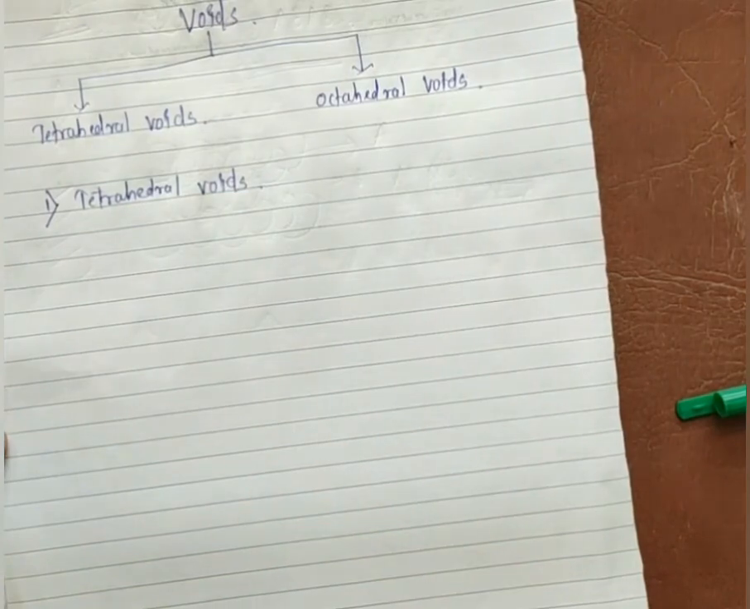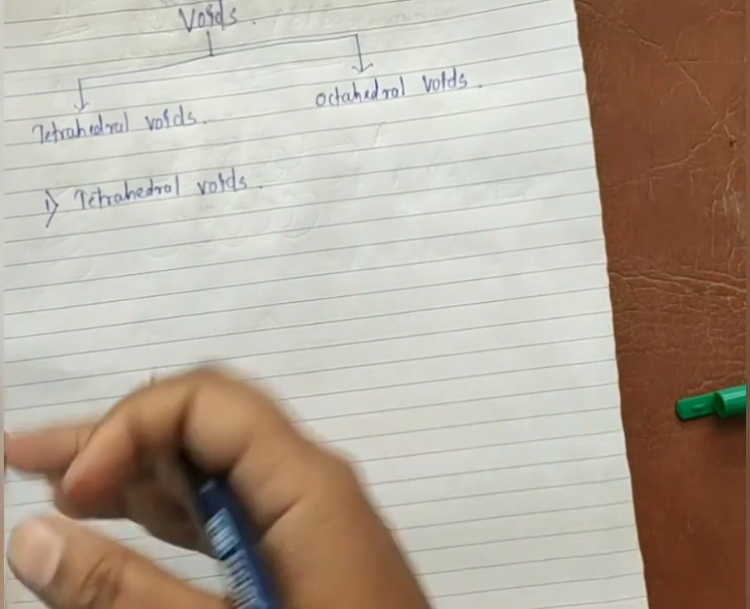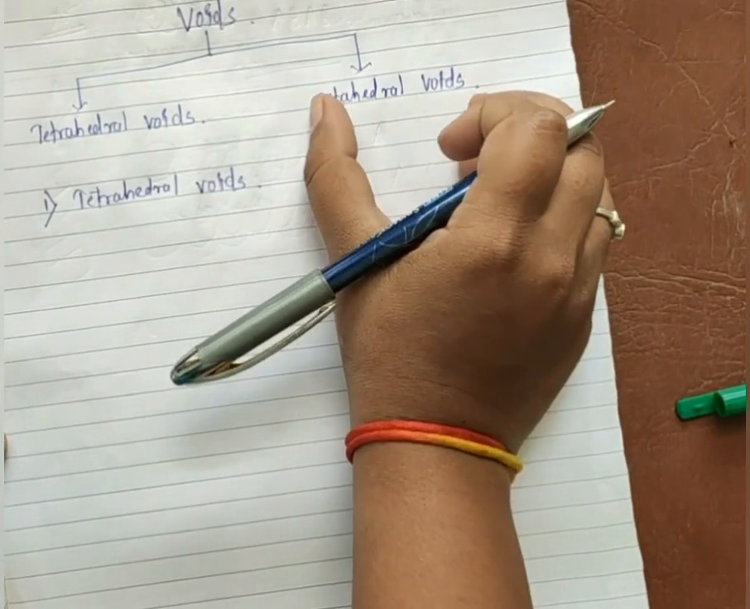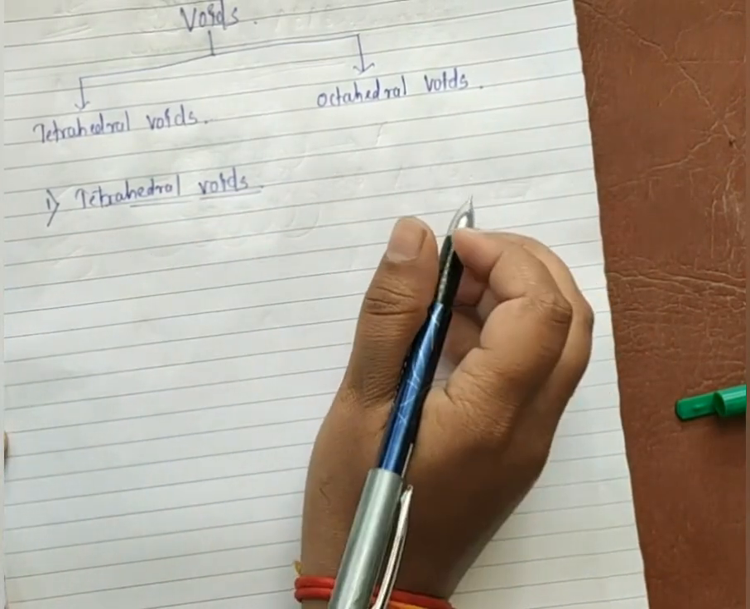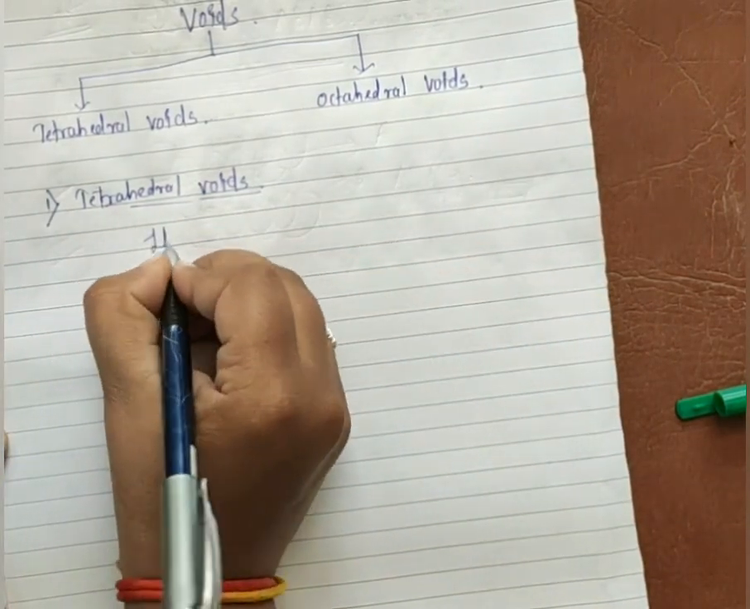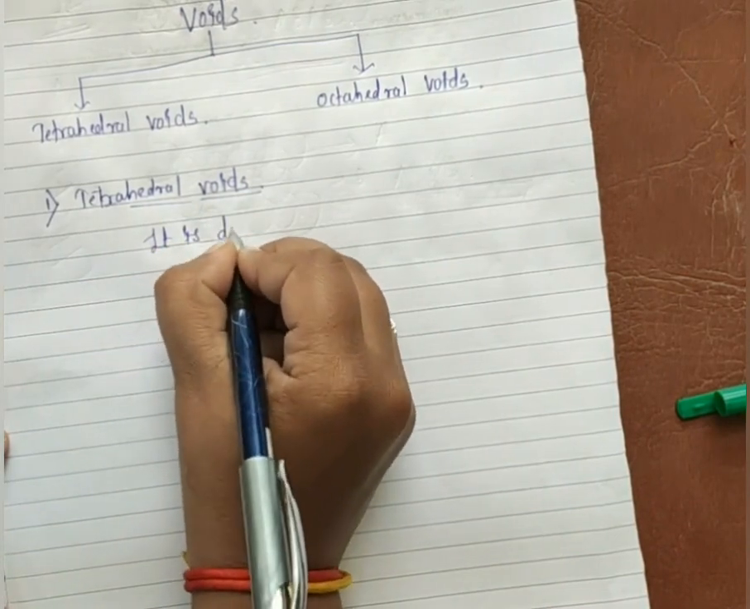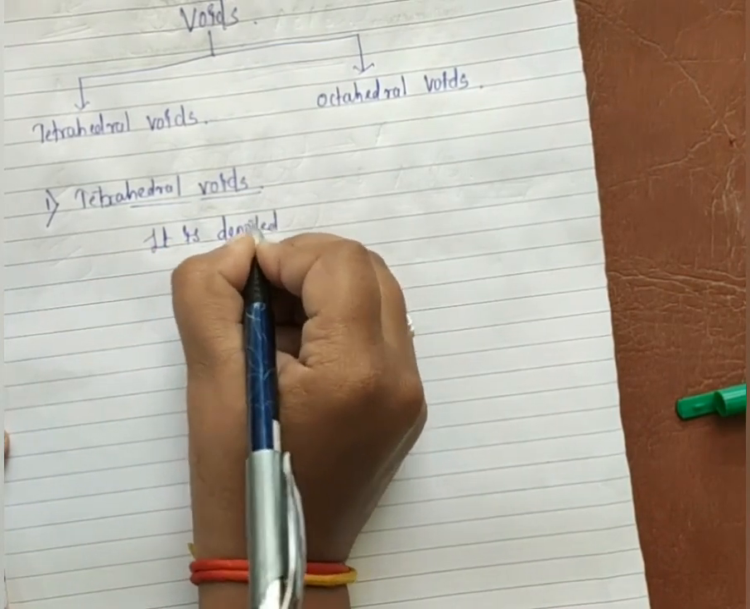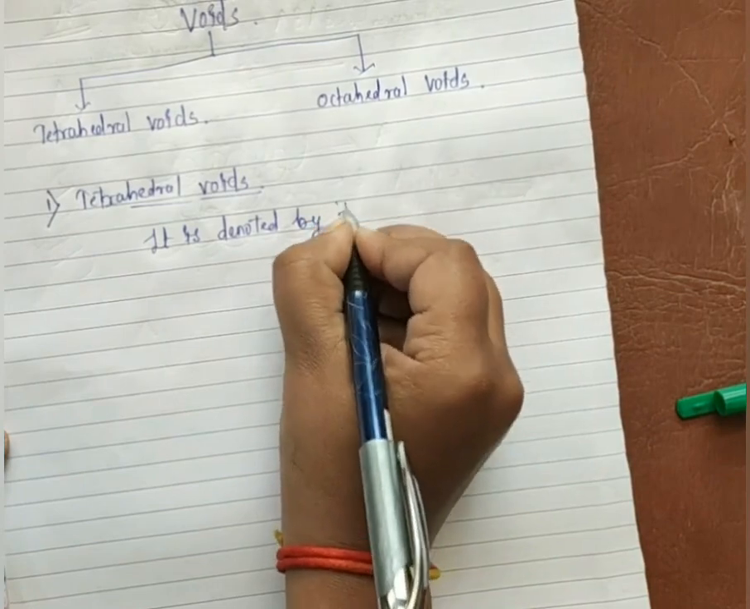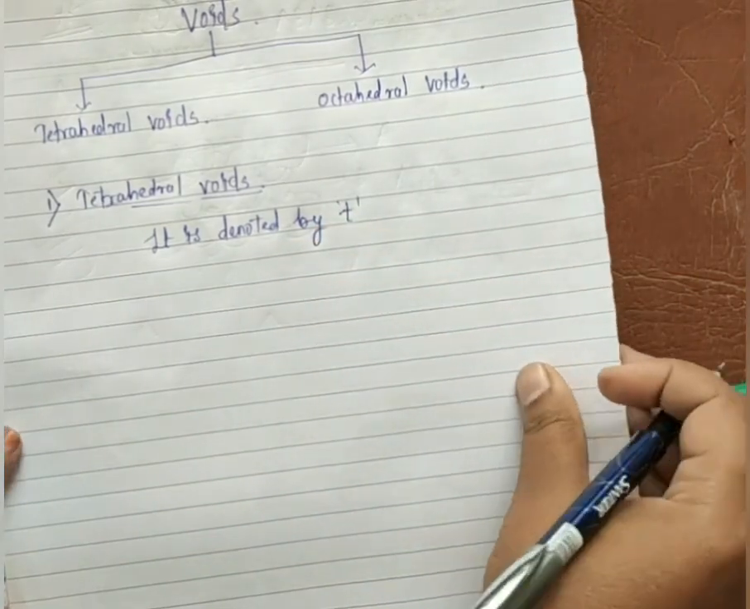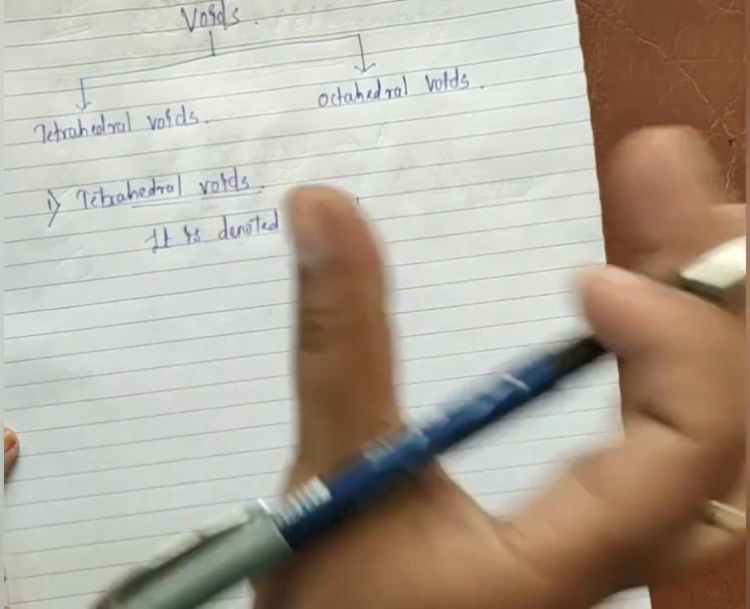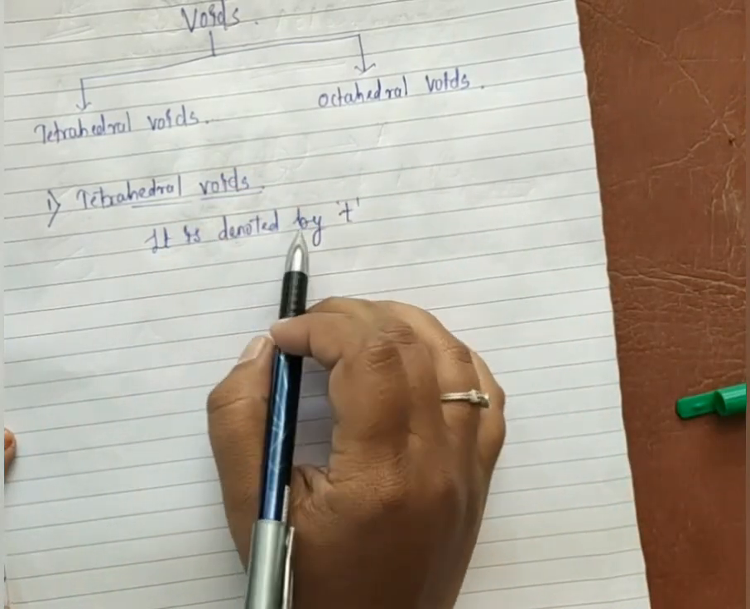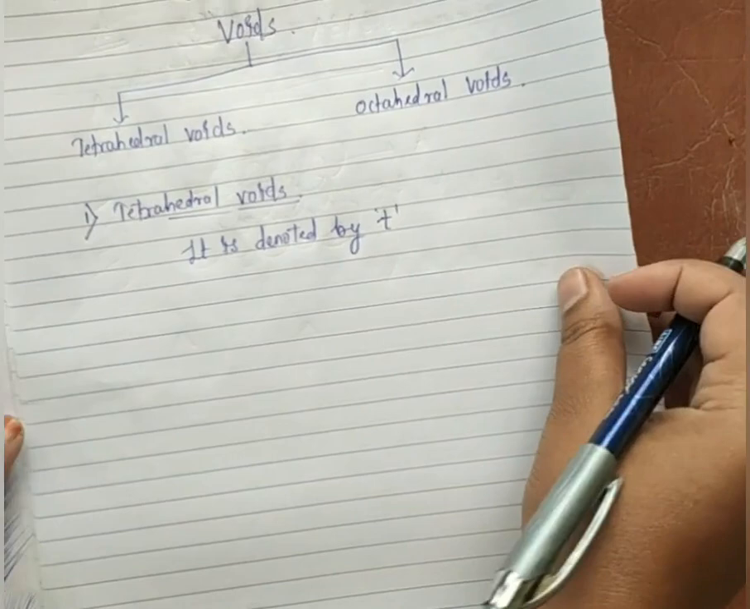First we will study about the tetrahedral voids, and after that we will study about octahedral voids. The tetrahedral void is denoted by T. So we call it a tetrahedral void. The first point you should remember is that the tetrahedral void is denoted by T.